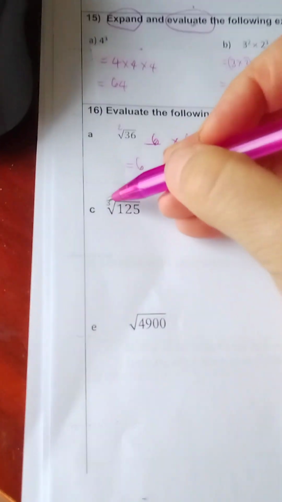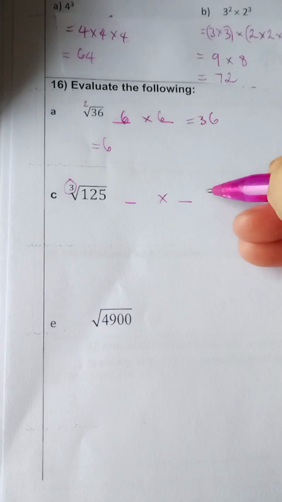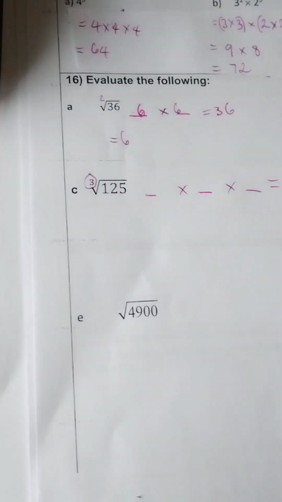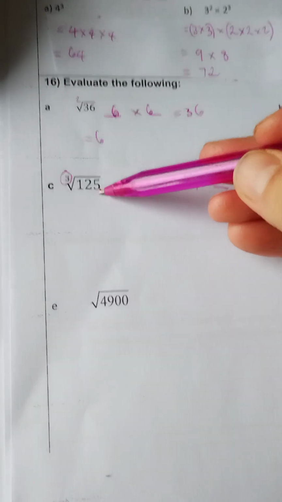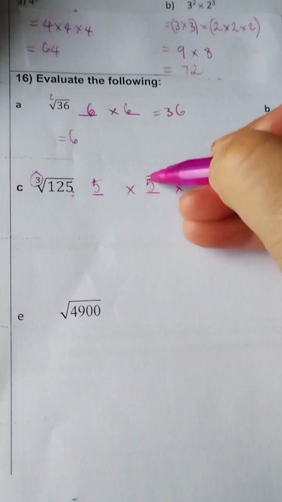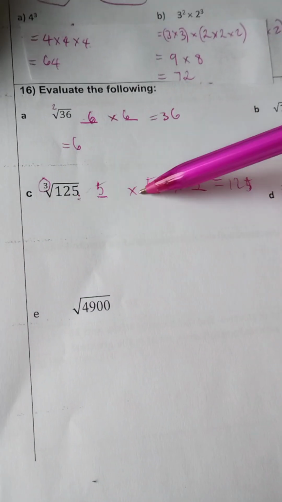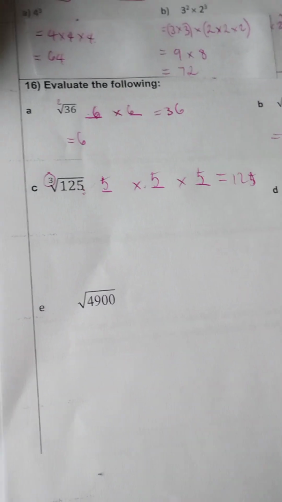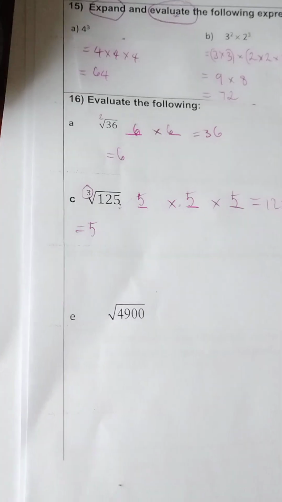With C, now the power is 3, so it's a cube. So something times something times something, 3 times, to give you 125. Now it ends in 5. So the first number I think of is 5. So let's try 5. Will that give me 125? It does. 5 times 5 is 25. 25 times 5 is 125. So the number was 5.